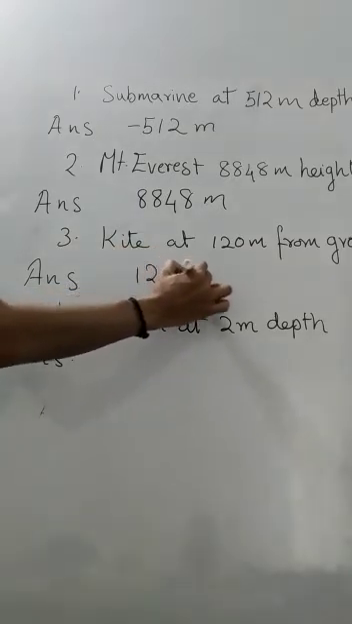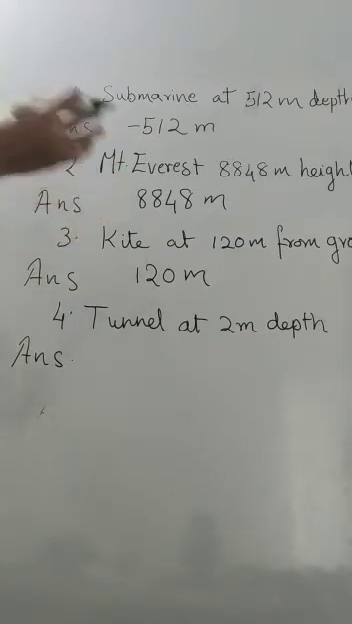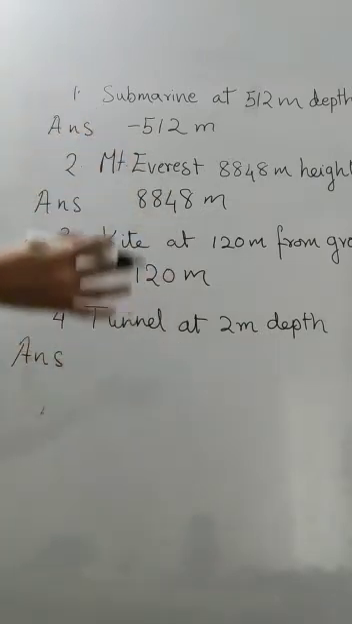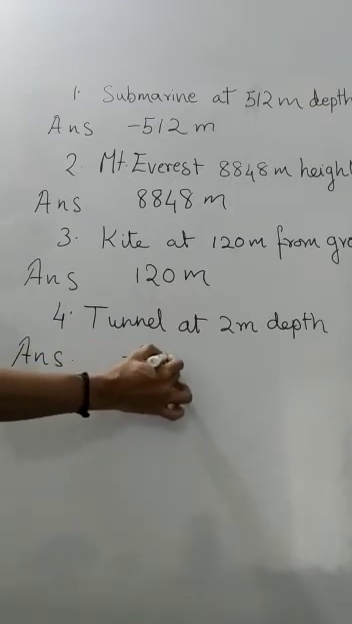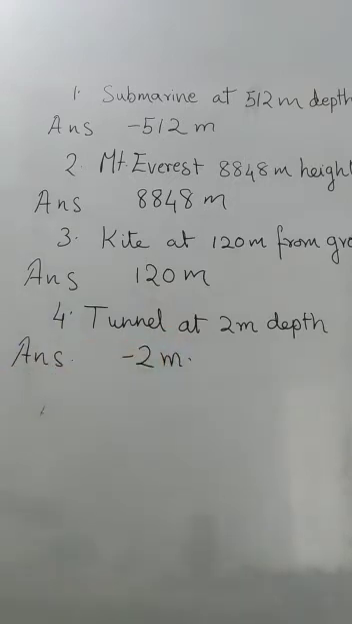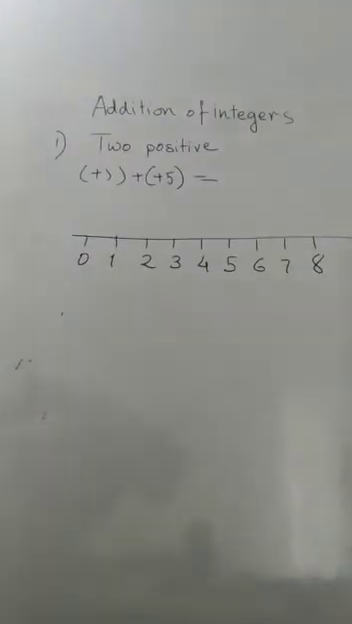Using a positive number. Next, a tunnel is at a 2 meter depth. 2 meters, so in the same way as the submarine, it is also having a depth. That means you will write a minus sign. Minus 2 meters. So that is how you will do these examples.